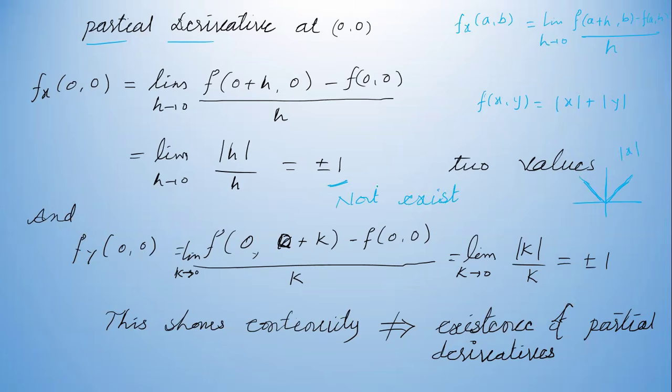This one is sufficient to prove that continuity need not imply partial derivative. I also try to find another one. The partial derivative of f with respect to y, similarly, we get plus or minus 1. In a similar way, this shows continuity does not imply existence of partial derivative.